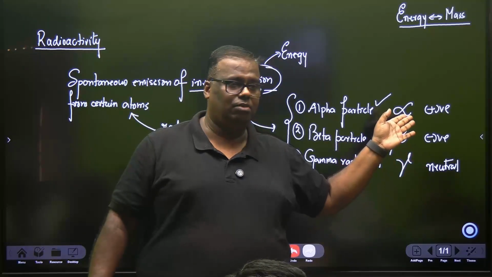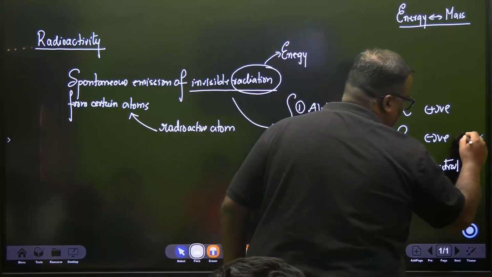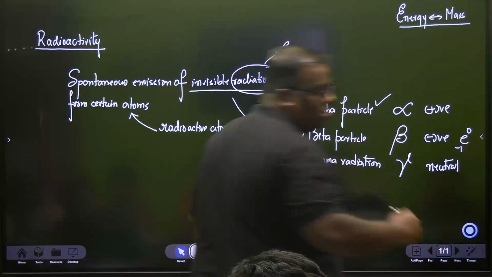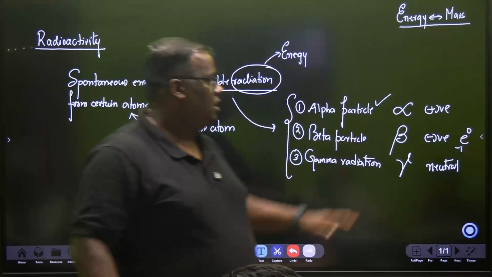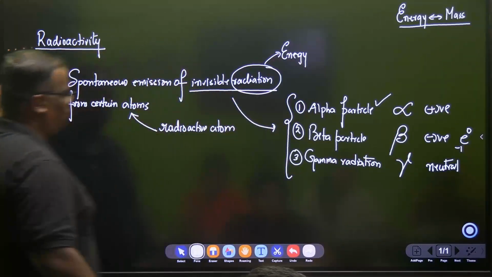Whereas alpha particle we will see now, and beta. Beta is like an electron which is having a negative charge, but the mass is almost zero. Our thing is to understand about alpha particle. Now let's see what is an alpha particle.